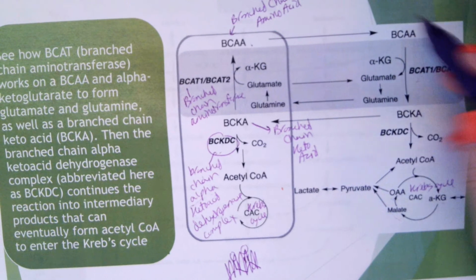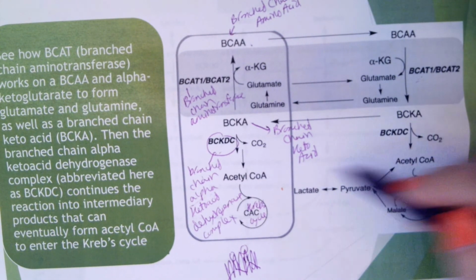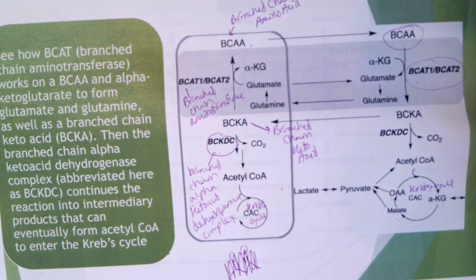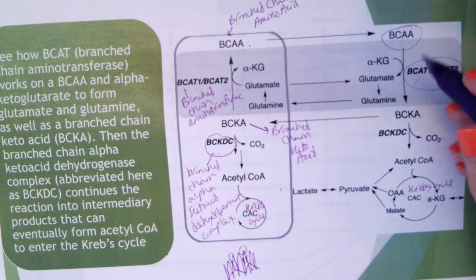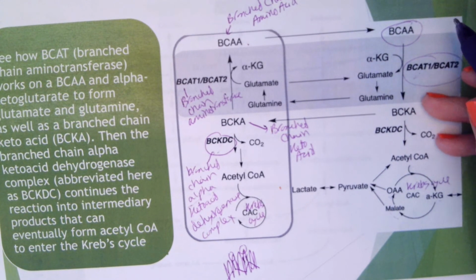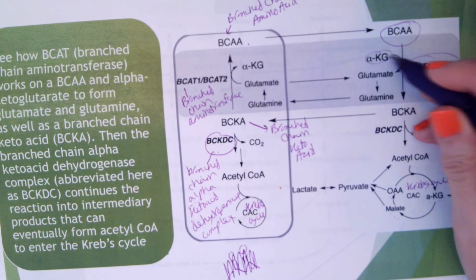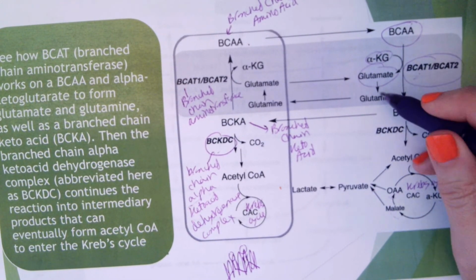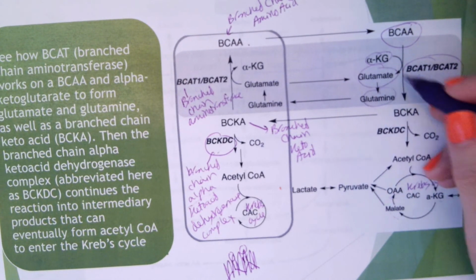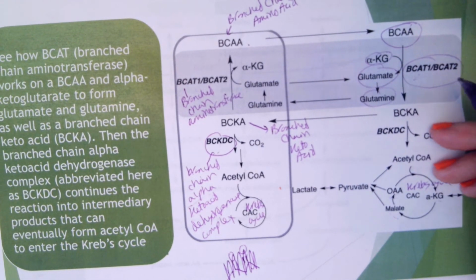And it's just showing that it can go in multiple directions here. Okay, so let's actually start over here with our branched chain amino acid. There is our branched chain amino transferase to transfer the amino group from one to another. So here's our alpha ketoglutarate again. There's our glutamate. There's glutamine. We're making glutamine again. So that's that whole process that we've seen.